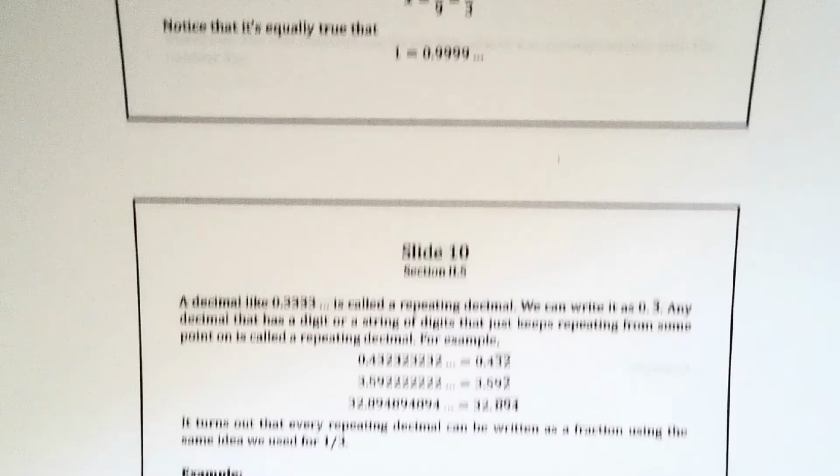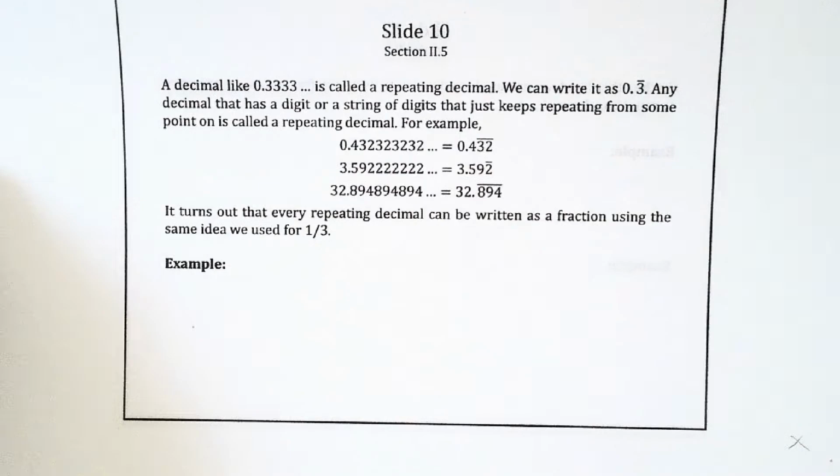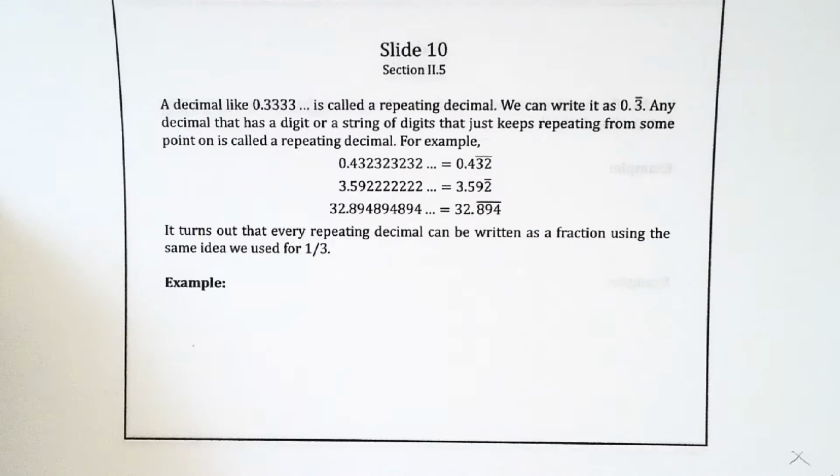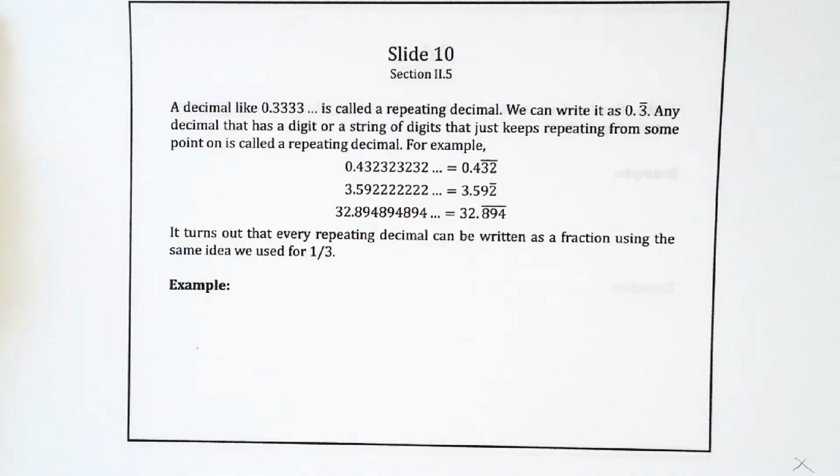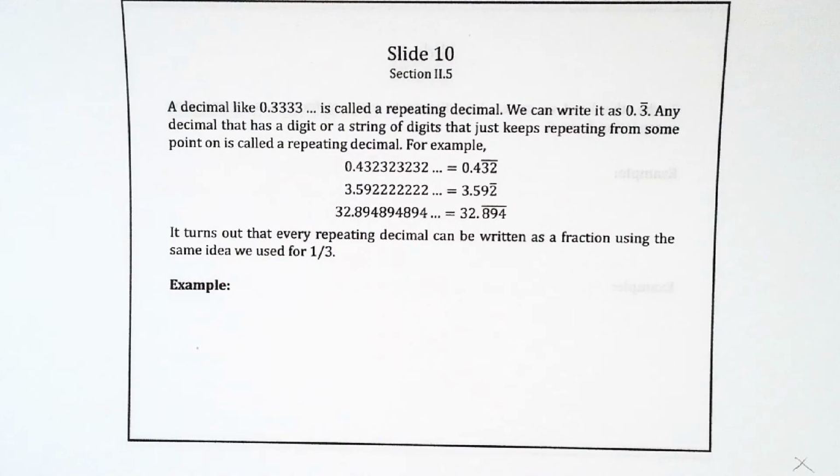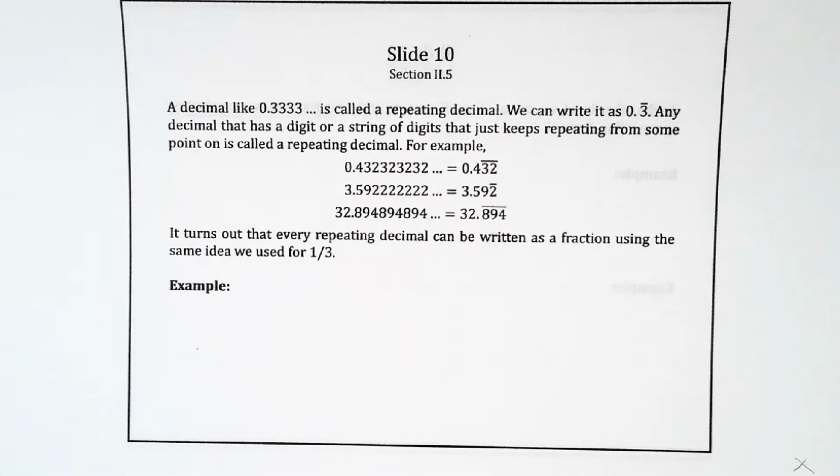This is the third mini lecture for section 7.1 of the textbook. A decimal like 0.3333, where the 3's keep repeating, is called a repeating decimal. We can write it as 0.3 with a bar over the 3. That bar just means that the digit keeps repeating.